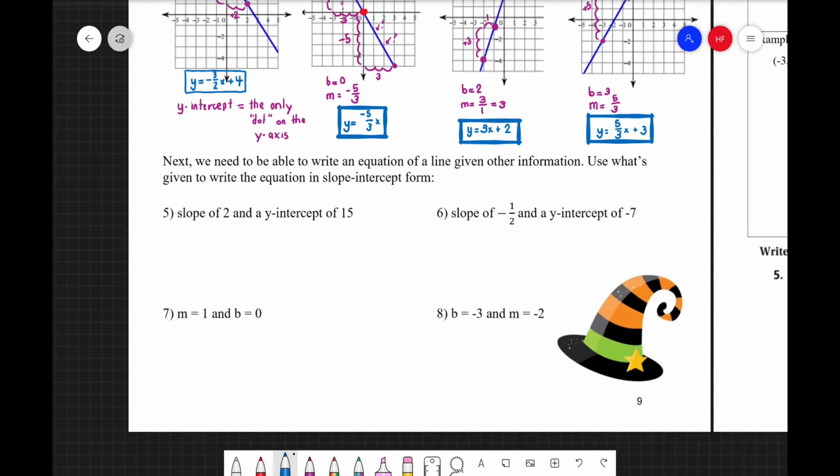Next, we need to be able to write an equation of a line given other information. So we're going to use what's given to write the equation in slope-intercept form. So it's the same form we've been using. It's going to be y equals mx plus b, where m is the slope, and b is the y-intercept.